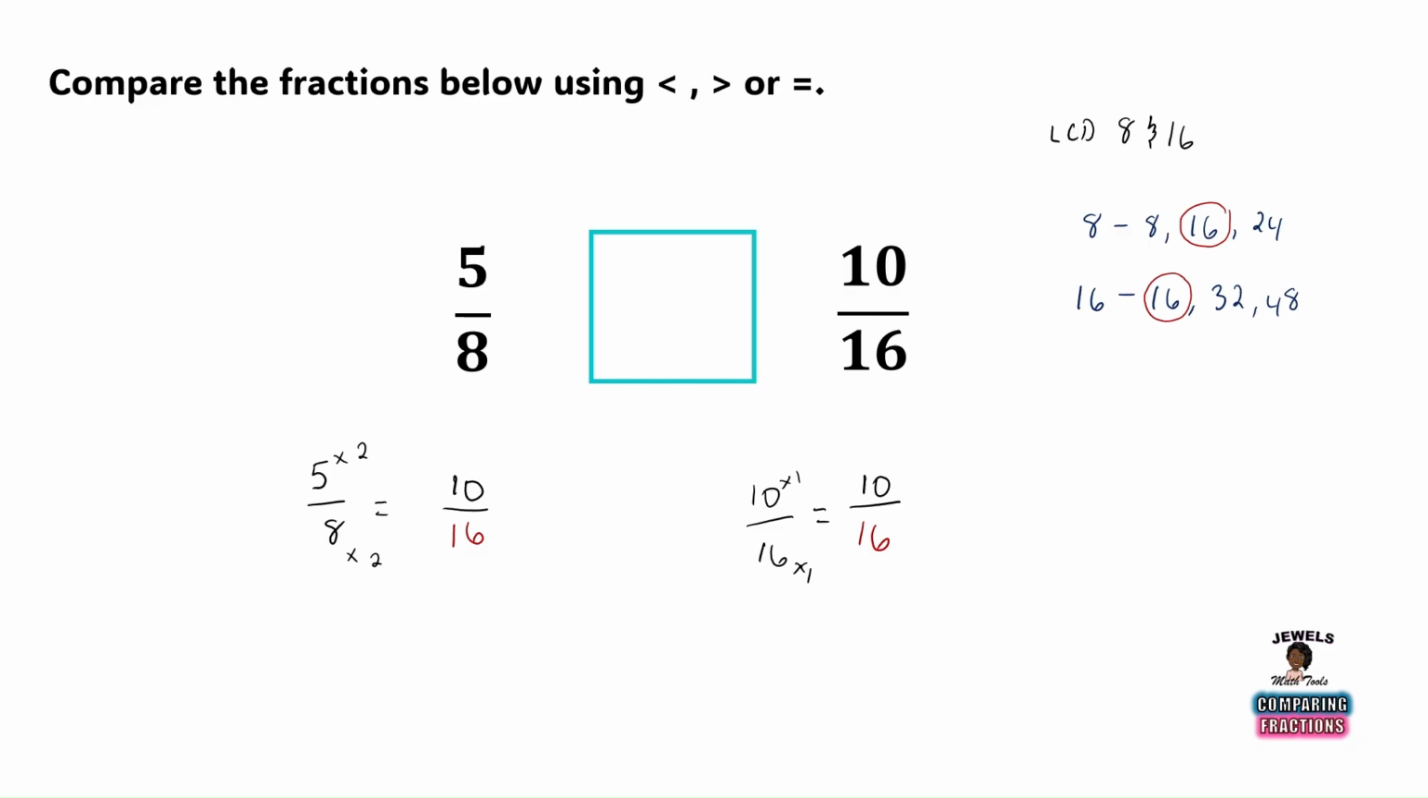And remember that equivalent fractions are two fractions that are equal to the same amount or same value, but they're just written as different numbers. So with 5/8 and 10/16, they are equivalent fractions of each other. So that means that these two fractions are equal.